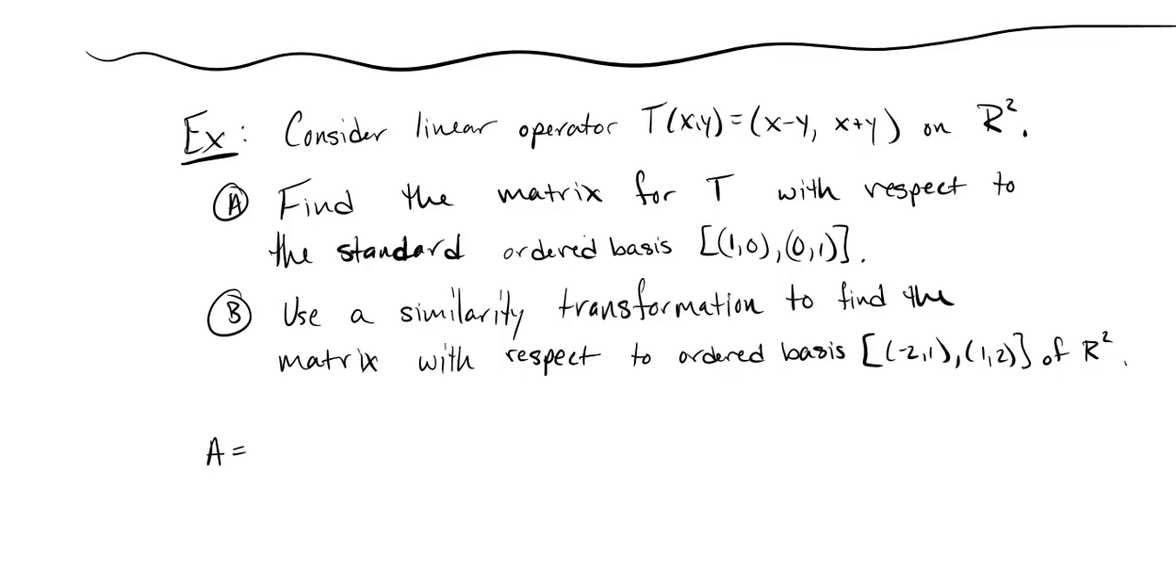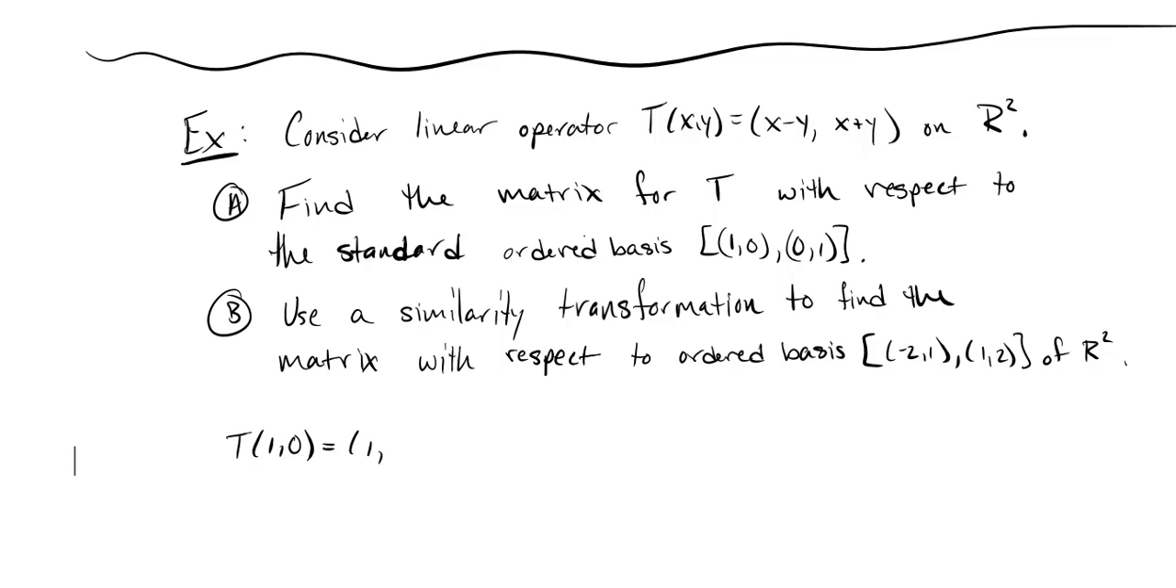This matrix for this transformation, since it's with respect to the standard basis, is pretty easy. We're just trying to figure out T applied to these basis vectors. T applied to (1, 0) would be 1 minus 0.